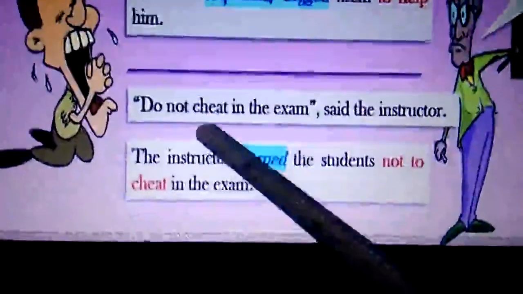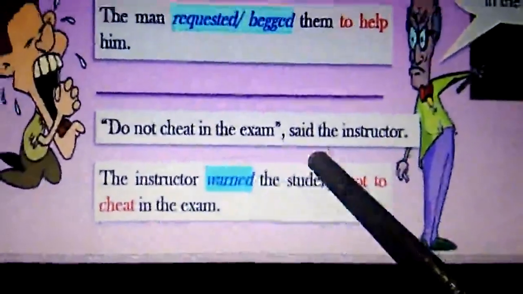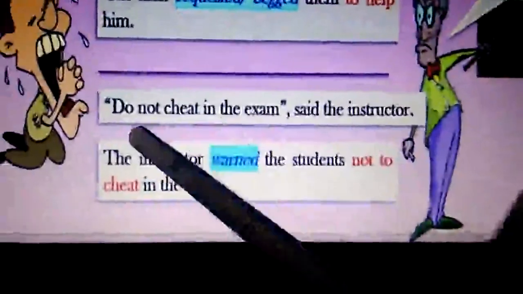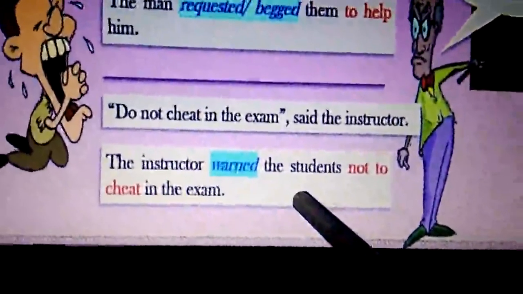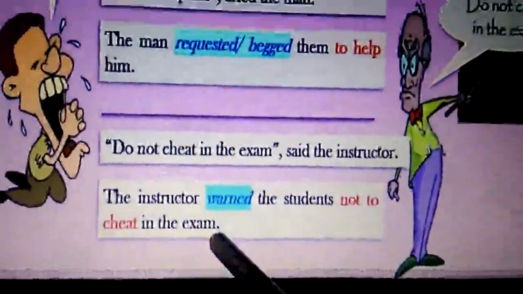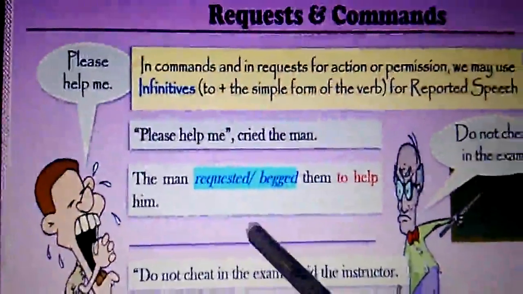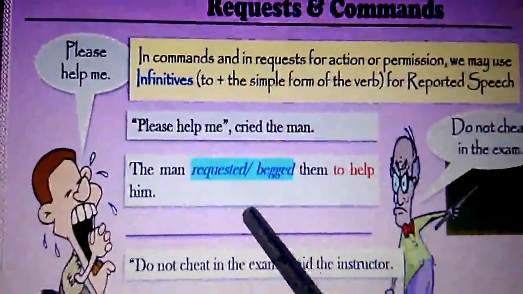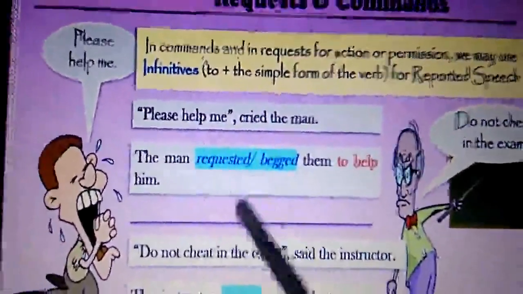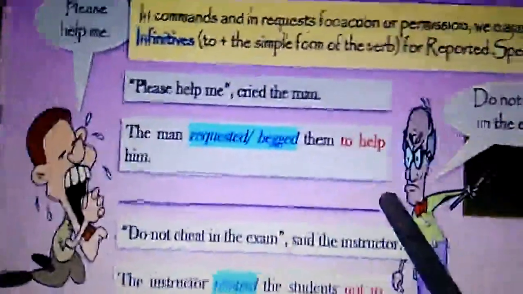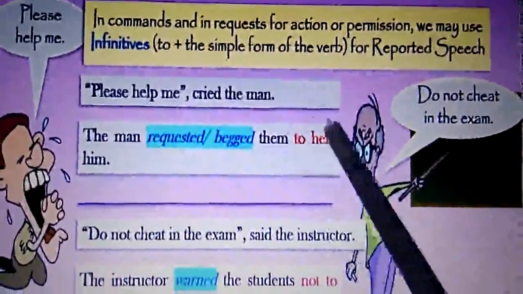"Do not cheat in the exam," said the instructor. It's just an instruction or a warning. The instructor warned the students not to cheat in the exam. Here one thing we have to remember, when we convert these commands or requests or permissions, such imperative sentences, to indirect speech, we use the infinitive form of the verb. This one thing you have to focus on.